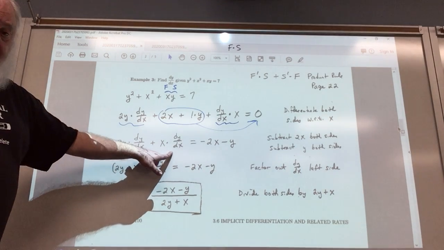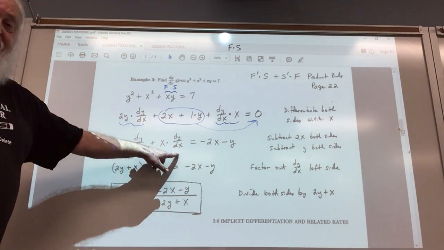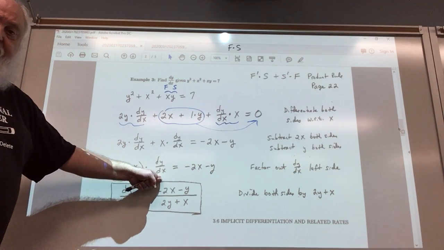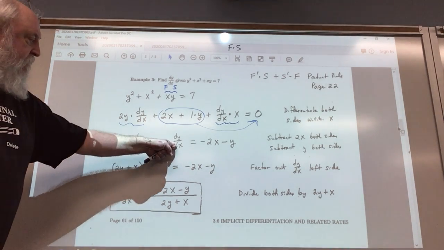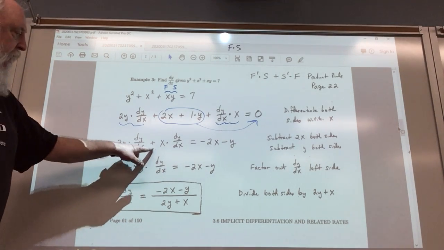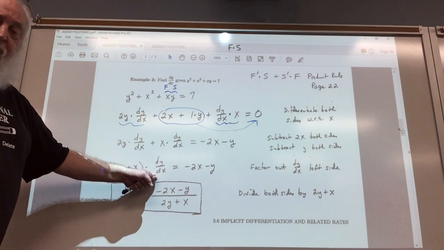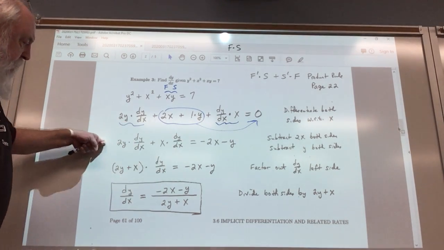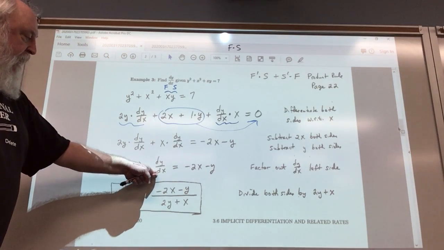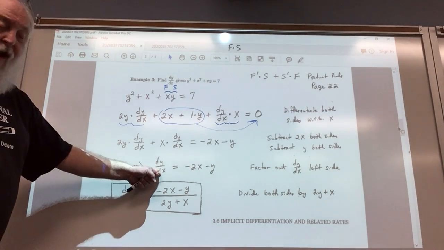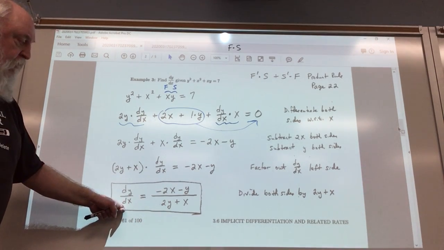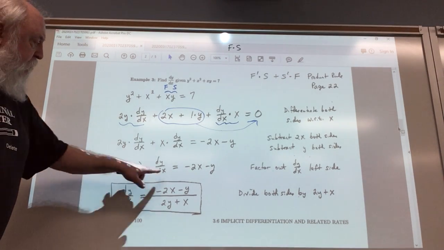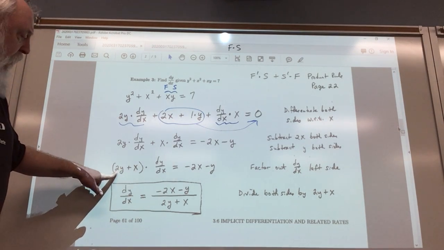Well, now we have a sum, and dy over dx is a common factor in these two terms. So I can factor out the dy over dx on the left-hand side. And when I factor out the dy over dx, what's left in parentheses is 2y plus x. How do I verify I factored that correctly? I can distribute the dy over dx back inside the parentheses, and I'll end up with this up here, okay? So I factor out the dy over dx on the left-hand side, and now I have a product. I've got to isolate dy over dx all by itself on the left. What undoes multiplication? Division.